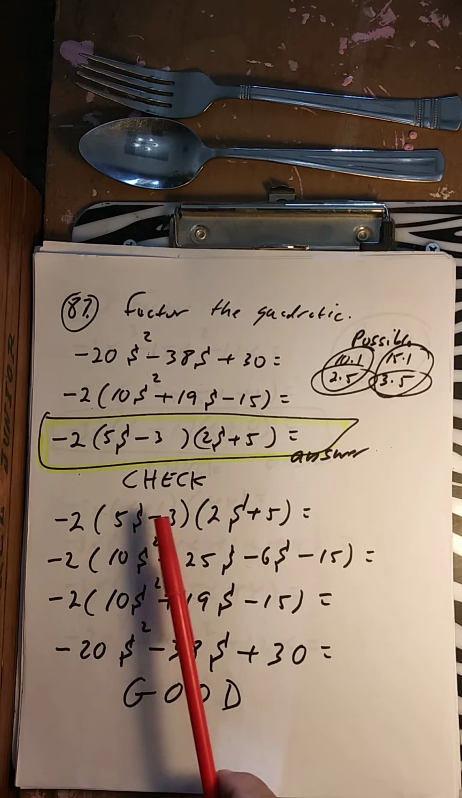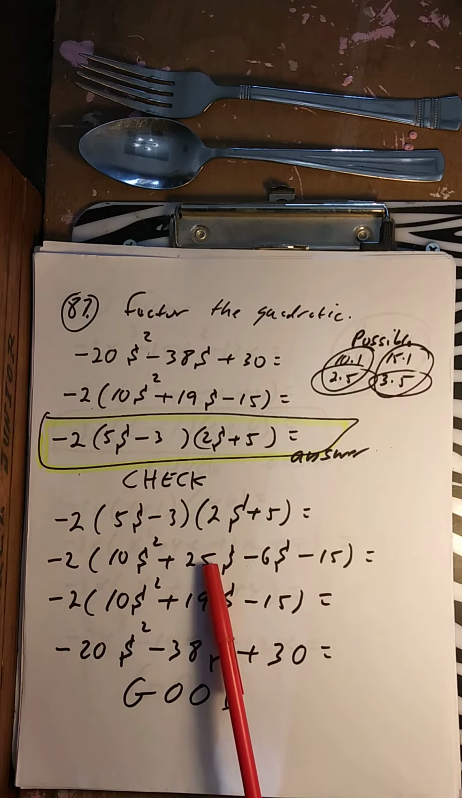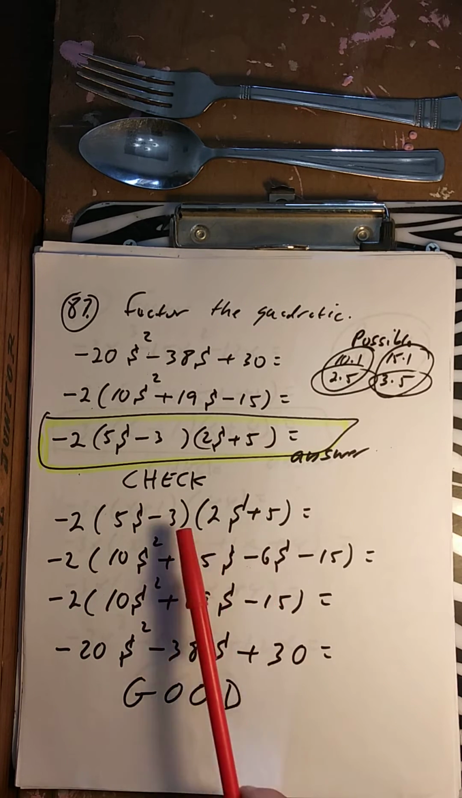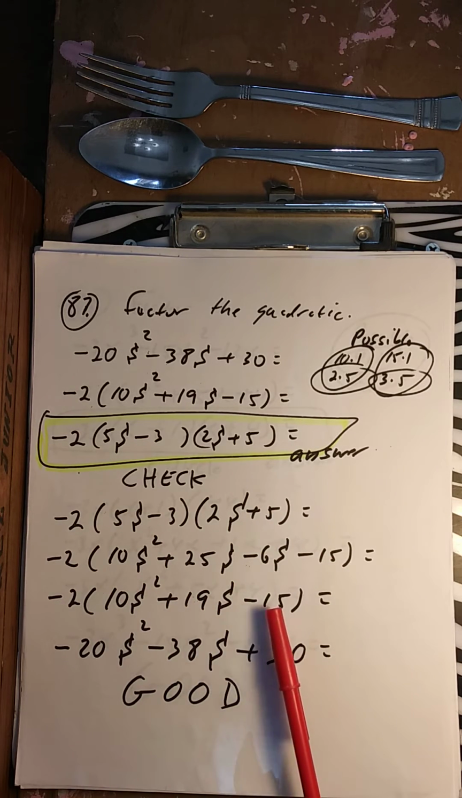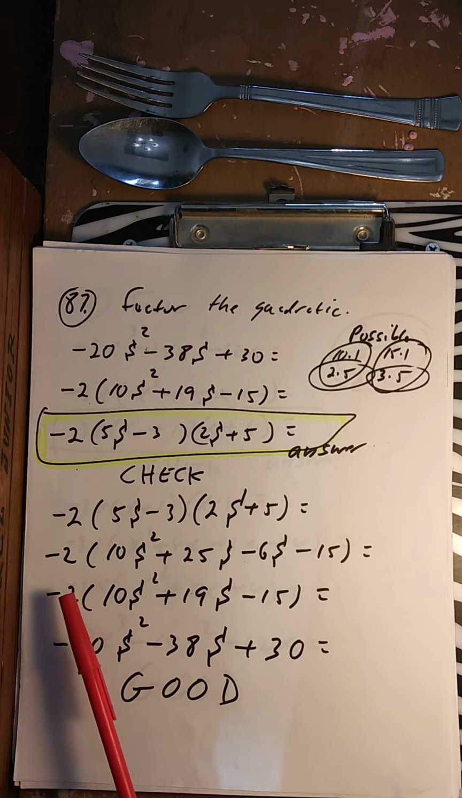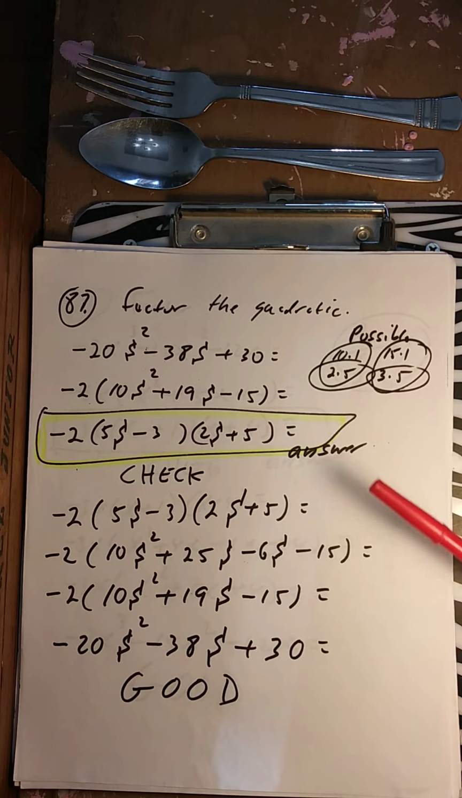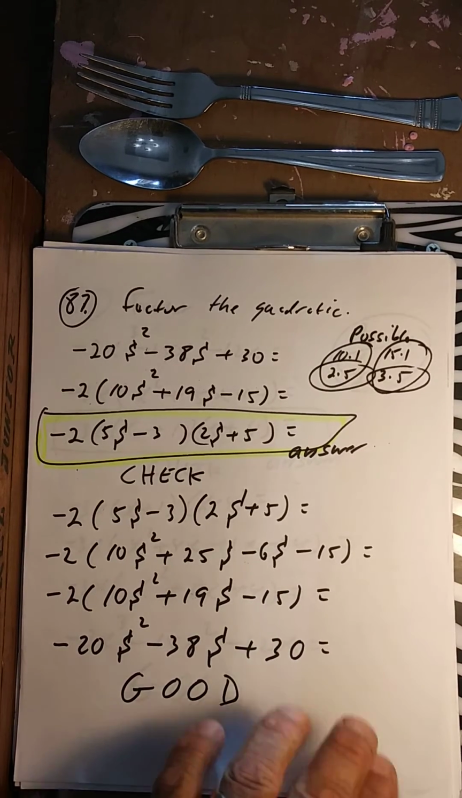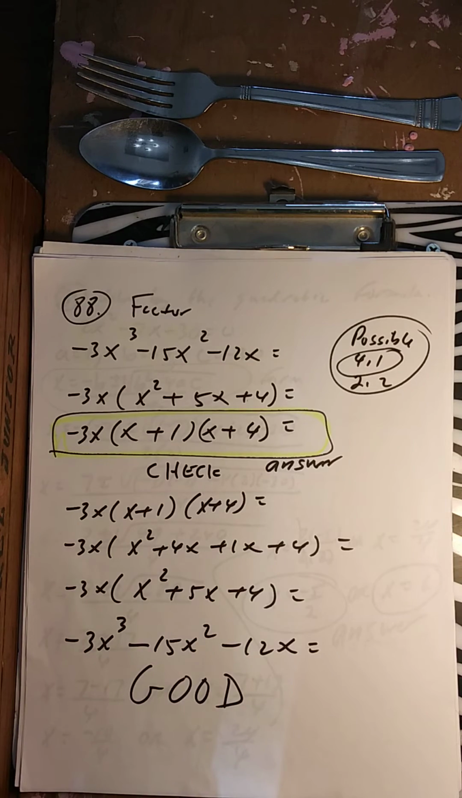So 5 times this is going to give you 10s squared. 5 times that is 25s. That times that is minus 6s. And that times that is -15. So 10x squared plus 19s minus 15. And then negative 2 times that is negative 20s. Negative 2 times that is negative 38. And negatives and negatives are positive 30. Does it match? Yes, it matches. Exactly. See the numbers right here? That's what I used. Oh, factor this one.